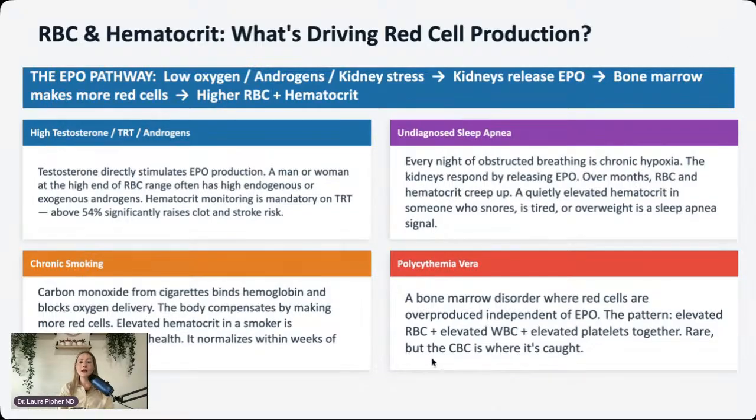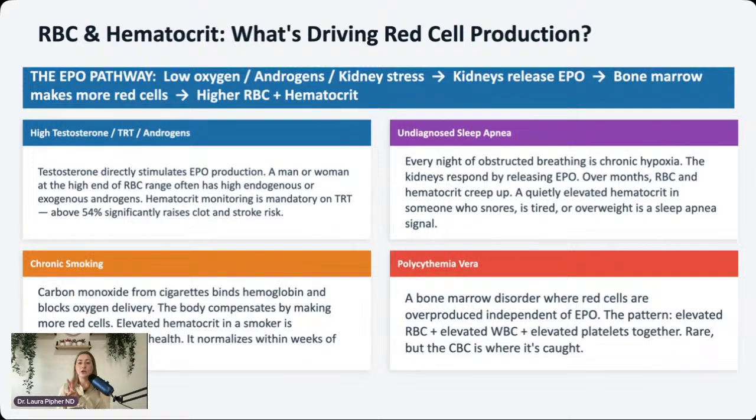Now, when we look at other things, one thing to note is that a hematocrit over 54% actually significantly raises clot and stroke risk. So whether that's happening naturally or whether that's happening for someone who's on, let's say, testosterone therapy, this is an important thing to keep in mind.